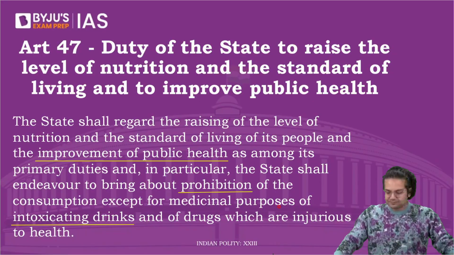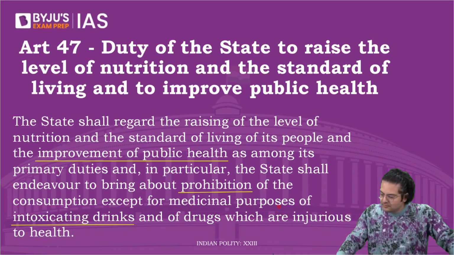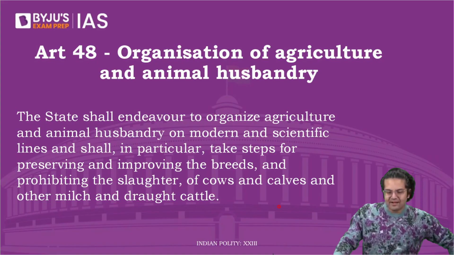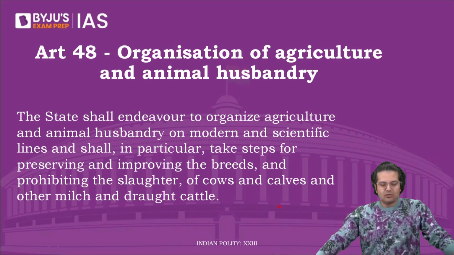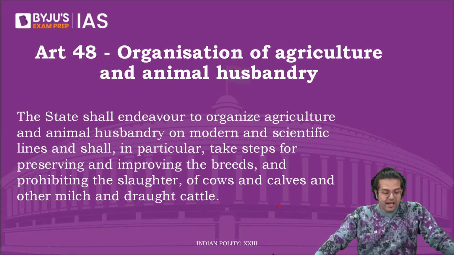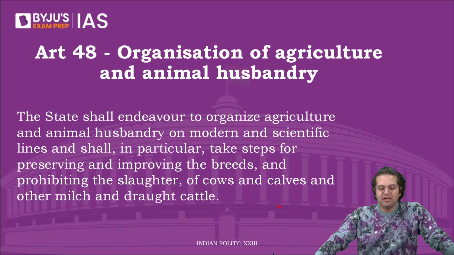Anyway, so let's move on now. Then Article 48. Organization of Agriculture and Animal Husbandry. The state shall endeavor to organize agriculture and husbandry on modern and scientific lines, and shall in particular take steps for preserving and improving the breeds and prohibiting the slaughter of cows and calves and other milch and draught cattle.